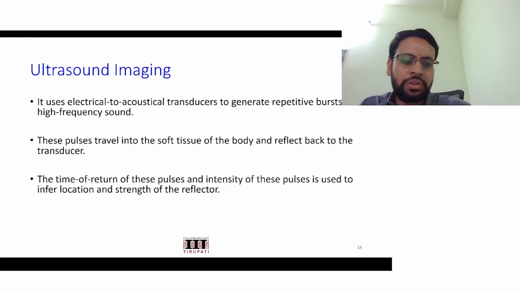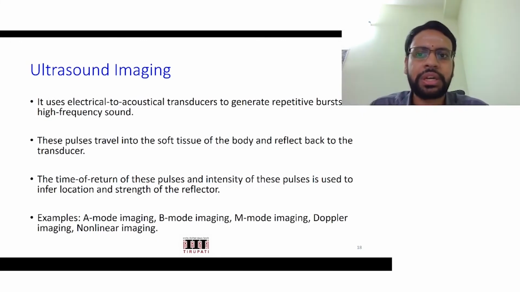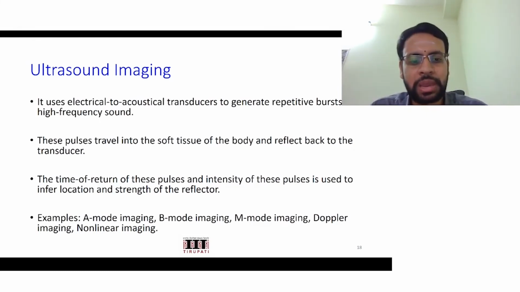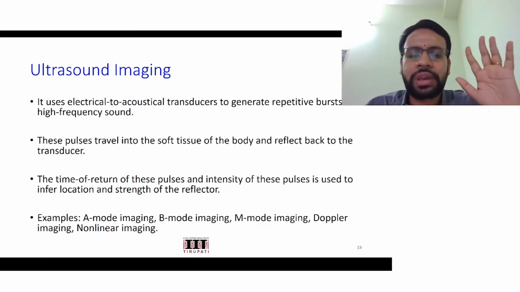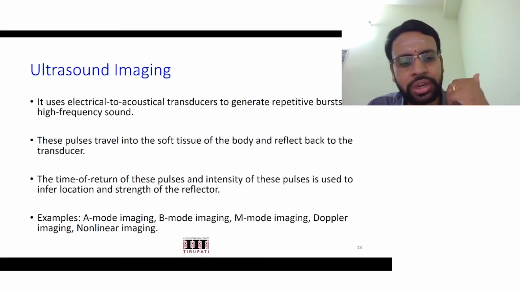Okay, this again we are not going to look at in detail for now. We just want to get a broad overview of different imaging modalities here. So we will not go into detail right now, but the examples here for your reference are A mode imaging, B mode imaging, M mode imaging, Doppler imaging, and nonlinear imaging. These are five important examples or specializations of ultrasound imaging. I would request you to Google those names and see in more detail about them.